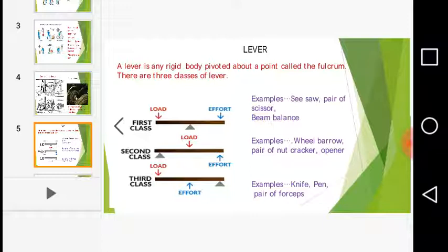While for the third-class lever, these are levers in which the load and the effort are on the same side of the fulcrum, but the effort is nearer the pivot than the load.